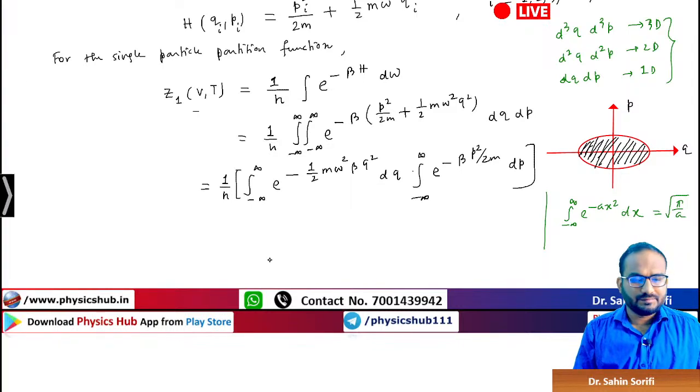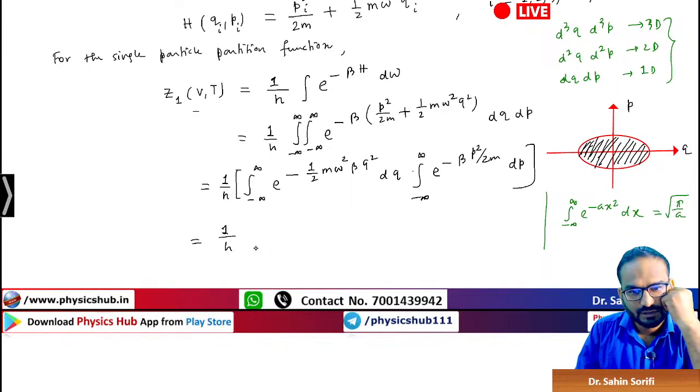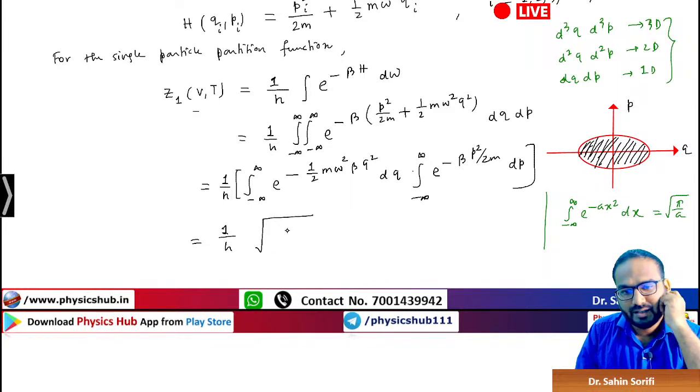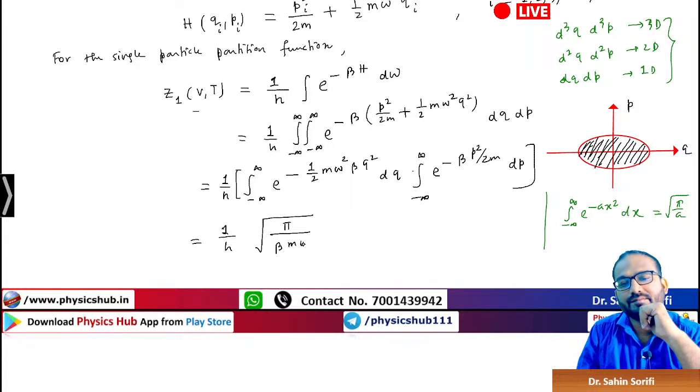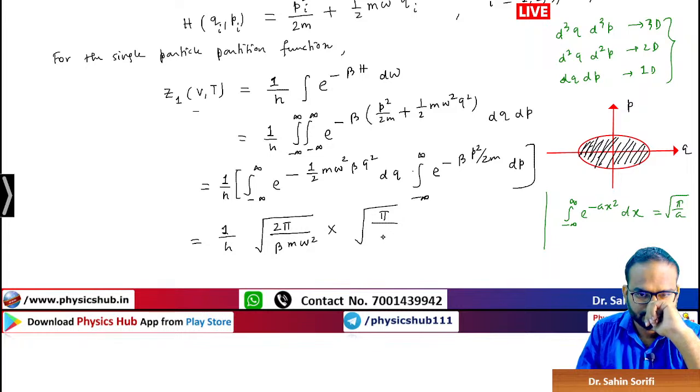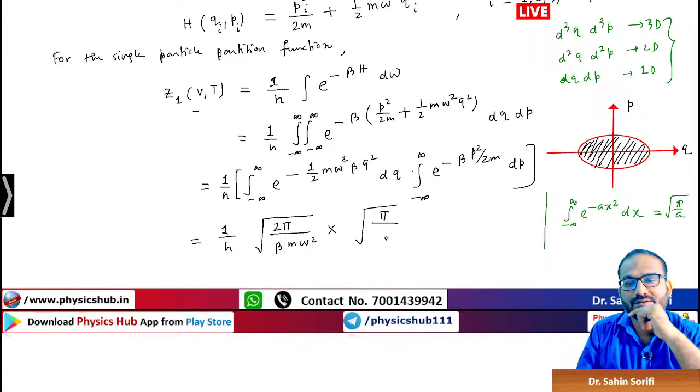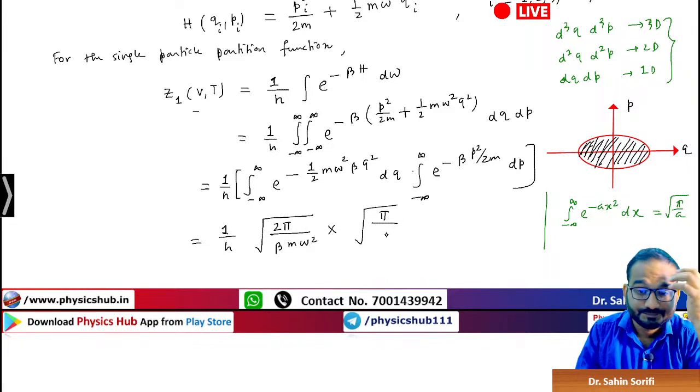We are going to utilize that formula. Root over pi by a. A is this beta m omega square, and this 2 will go out. Here the product pi by a, beta p square. Actually a is equal to beta by 2m.